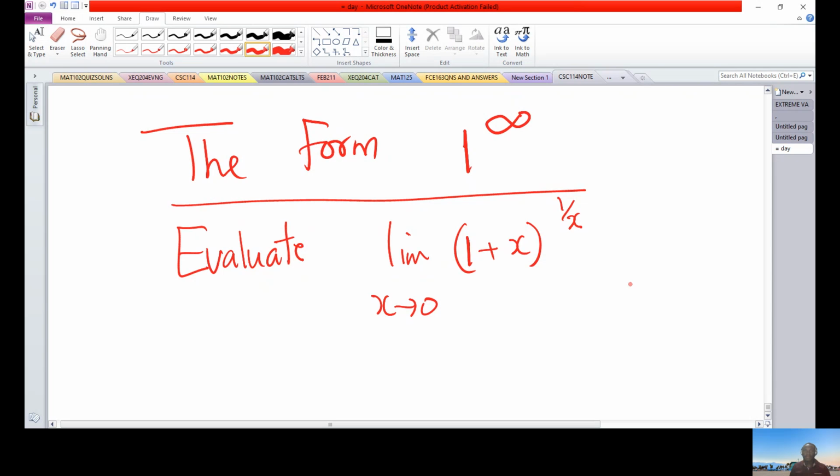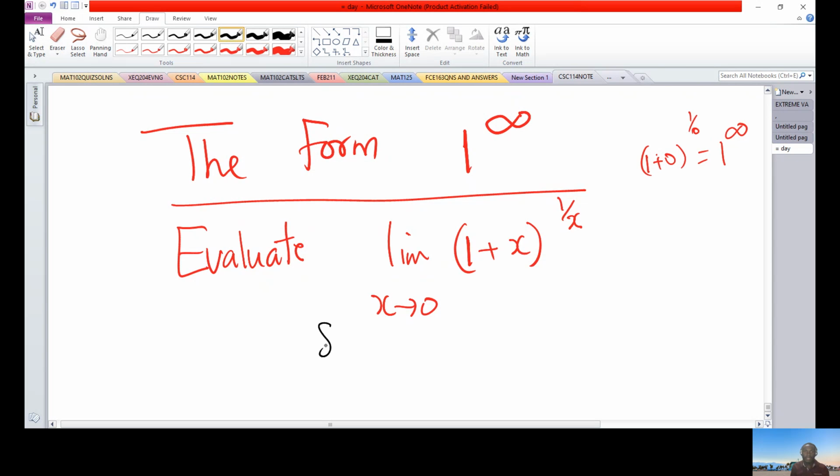Evaluate the limit as x approaches 0 of (1 plus x) raised to the power 1 over x. Clearly, when you put 0, we have 1 plus 0 raised to the power 1 over 0, which is 1 plus 0 is 1, and 1 over 0 is infinity. So we have that case for this given example.